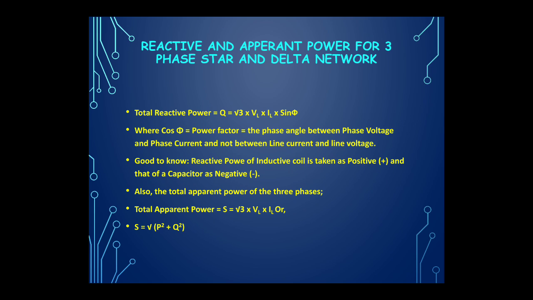Also the total apparent power of three phases is simply S equals root 3 VL into IL. Or you can write from the power triangle, S equals root over P square plus Q square, because in the power triangle the apparent power is the hypotenuse. So hypotenuse equals root over height square plus base square. So that is the value of apparent power and reactive power.